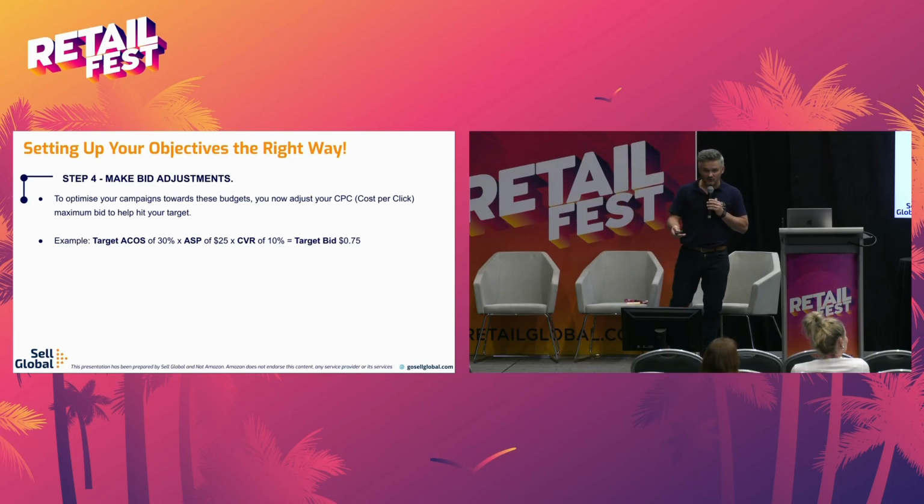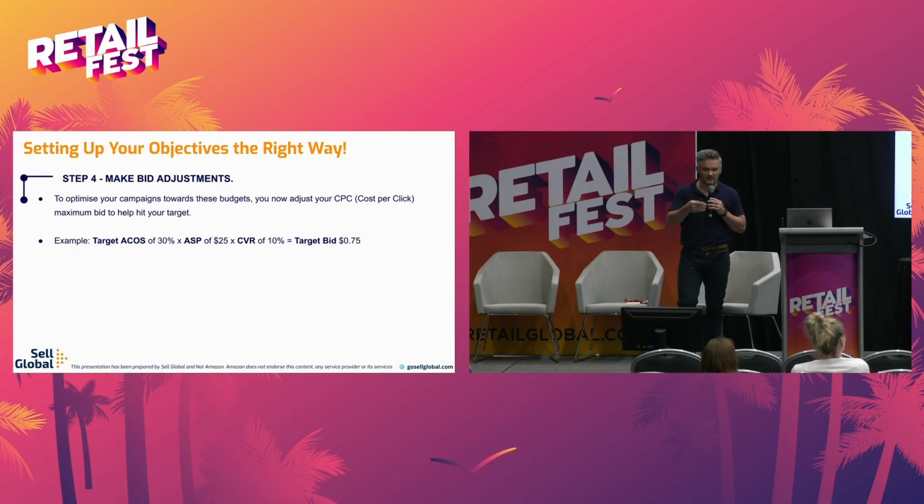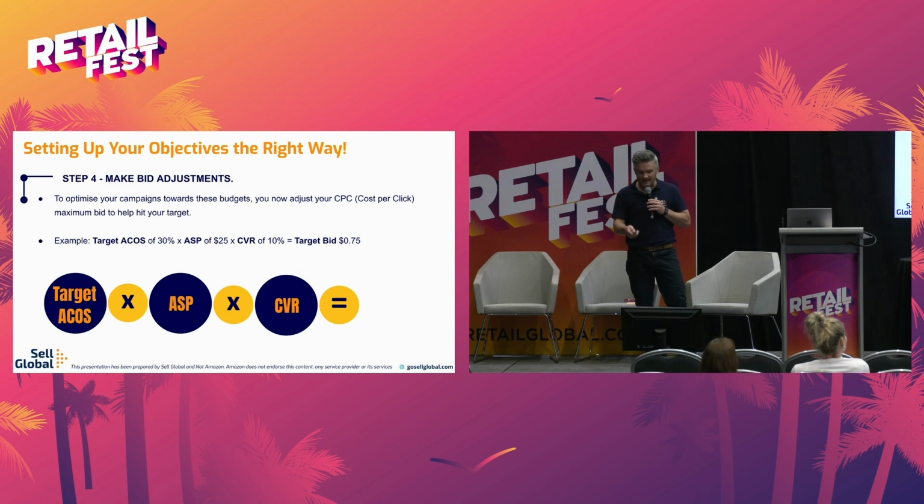Let's say my conversion rate, which is here at 10%, changes. So if I've got a deal on, or if anything like that is happening where my conversion rate improves, again, that's going to allow you to have a higher target bid to acquire those customers. Target ACOS times your average selling price times your conversion rate equals what your target bid should be.